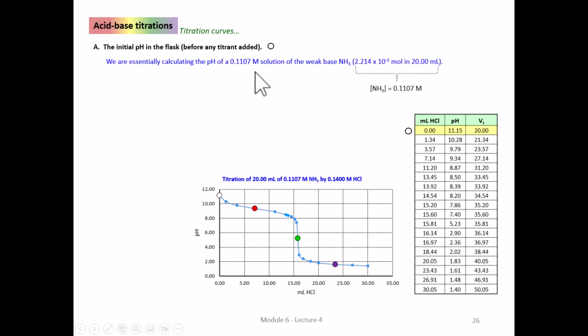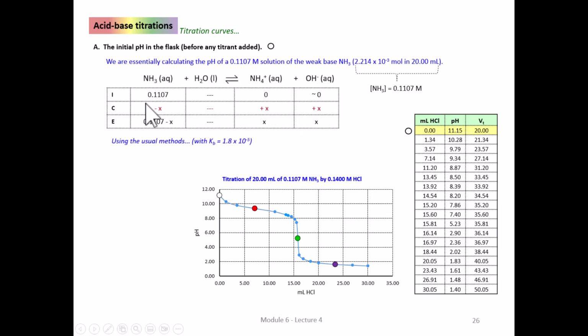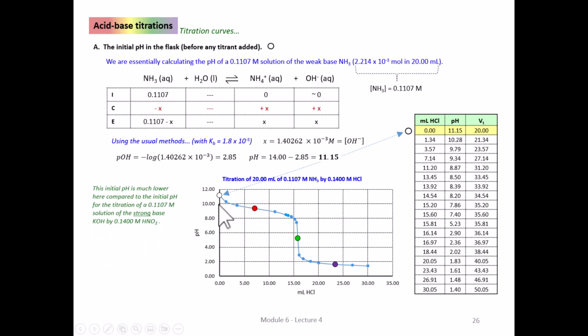What we're doing is essentially calculating the pH of a 0.1107 molar solution of the weak base ammonia. If we set up our ice table using the usual methods, we get a hydroxide ion concentration of around 1.4 times 10 to the minus 3 molar and a pH of 11.15. Again, this is our starting pH in the flask before any titrant is added. Now this initial pH is much lower than the pH we saw when we titrated the strong base, KOH, by 0.1400 molar nitric acid. And that makes sense because in this case, we have a weaker base in the flask, so the pH should be lower.